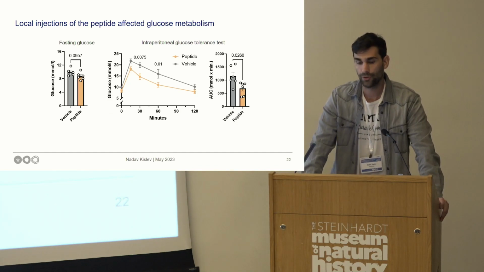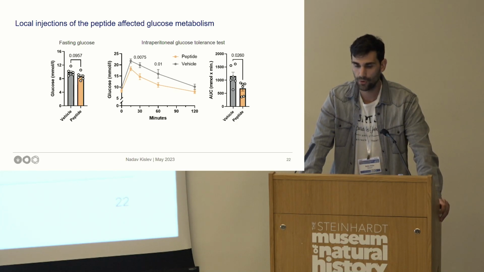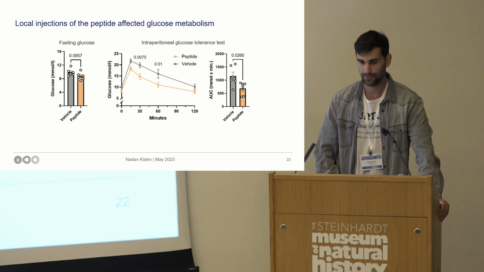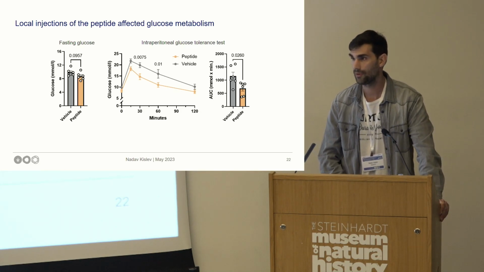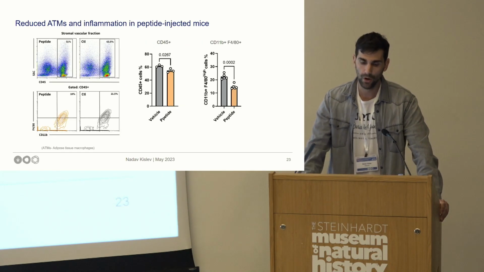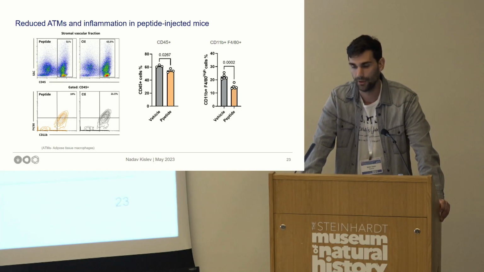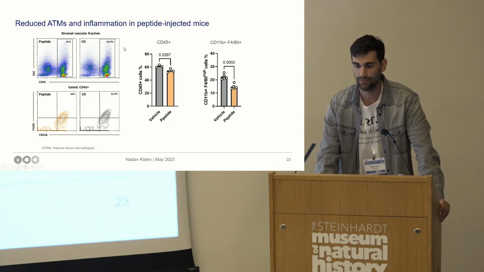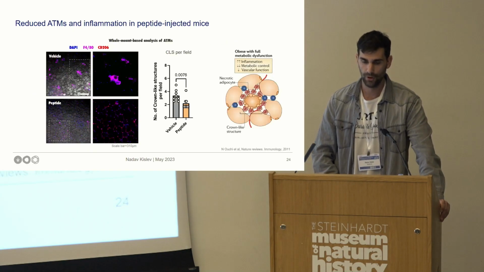We then moved on to assess its effect on glucose. And we saw that the animals that were treated with the peptide were more glucose tolerant than the vehicle-treated ones. Now, we know that the peptide affects inflammation, and adipose tissue inflammation is quite important in adipose tissue dysfunction. So we then moved on to study the effect of the peptide on adipose tissue macrophages infiltration, where we saw lower levels of macrophages in the tissue.